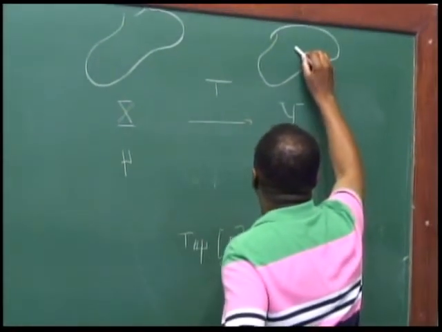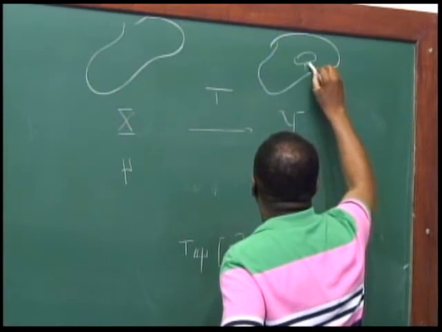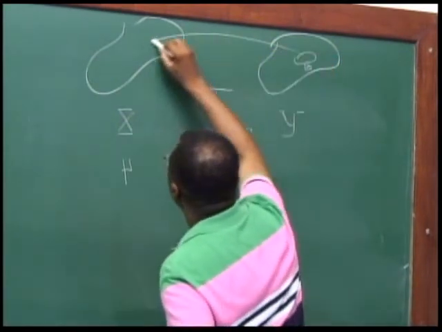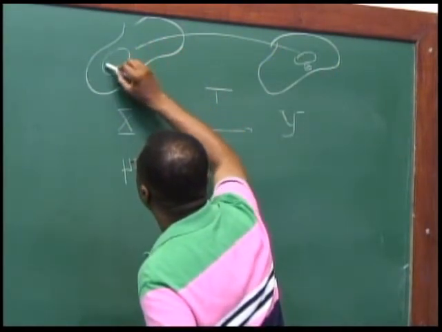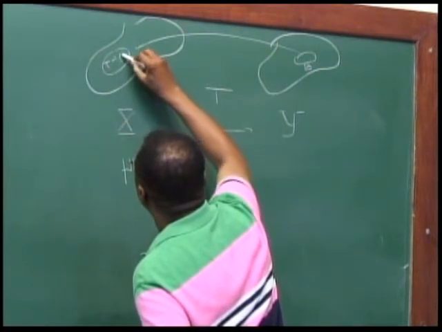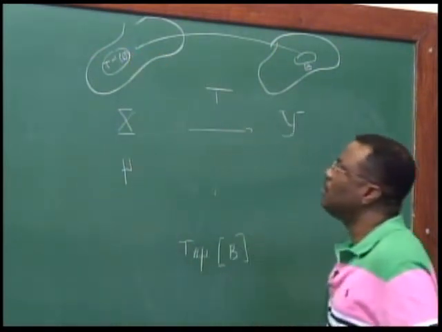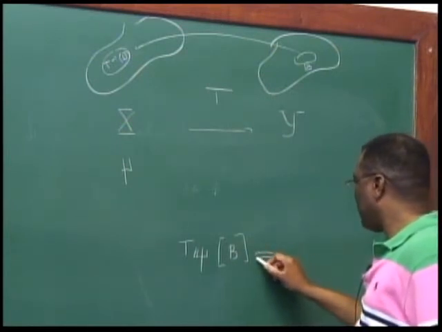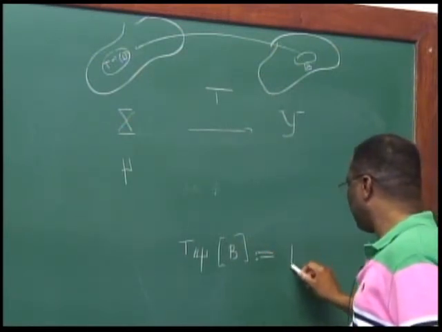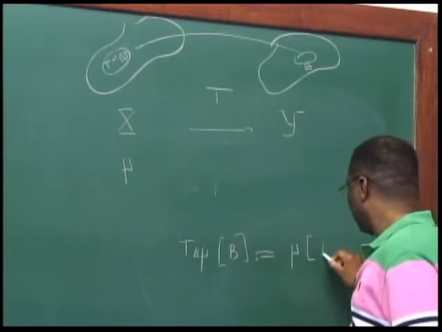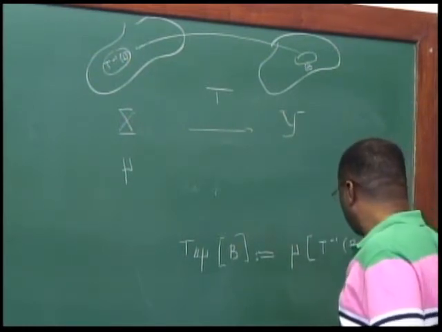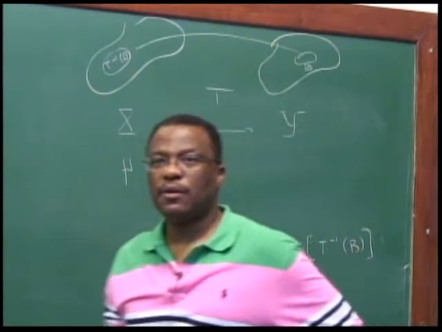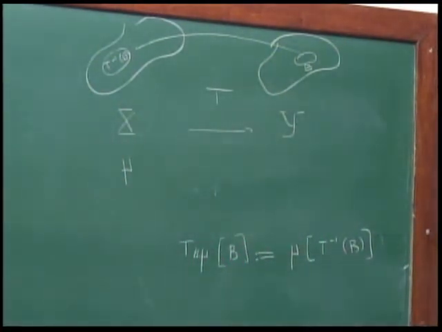So I take B, a subset of Y. I am going to look at the pre-image of B. It is T minus 1 of B. So I'm going by definition to say that this is the push forward measure applied to B.